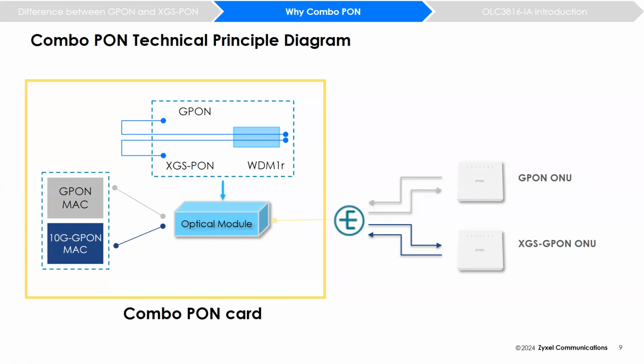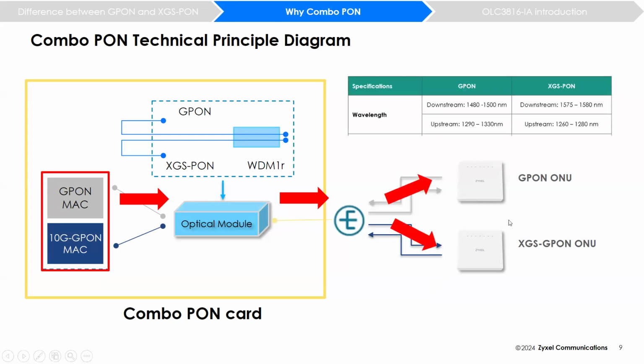In the downstream direction, the GPON and SGS PON channels are processed by separate MAC channels like this. The data is then sent to the optical module here for the multiplexing process. Then the signal is sent to the optical fiber, then transmitted to the ONT on the right side.